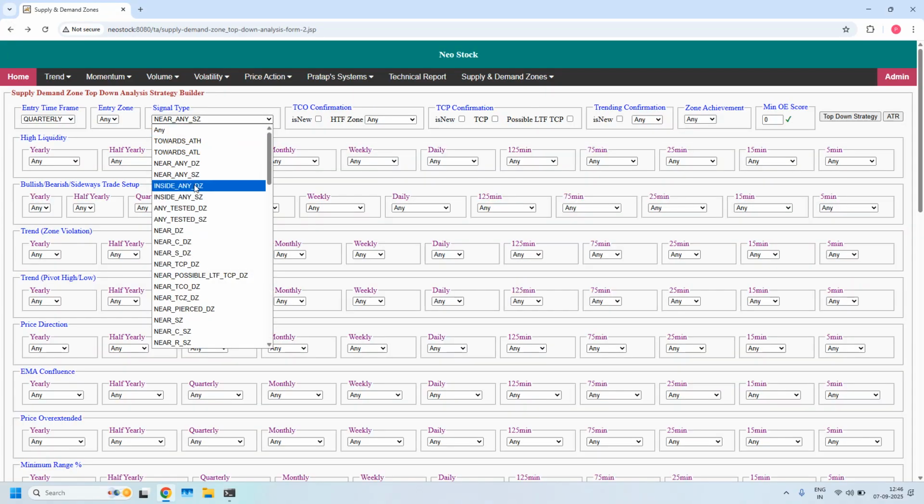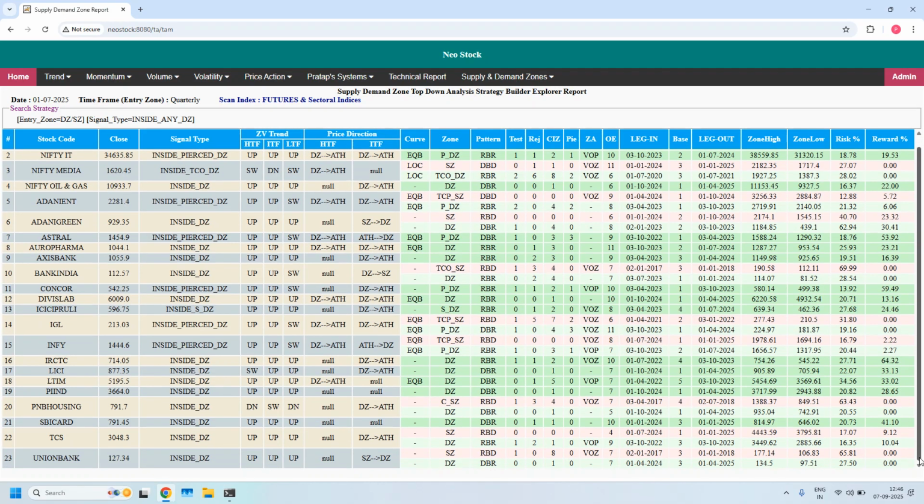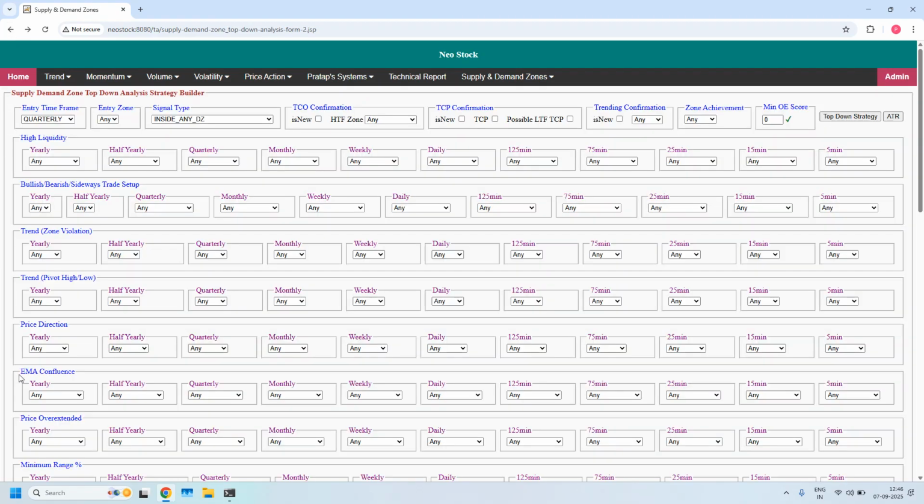Next, price closed inside the quarterly demand zone. We got 23 stocks, first 22 stocks on the list. Scrolling the list down, total 23 stocks are filtered. Let us further filter this list based on quarterly demand zone having quarterly EMA confluence.